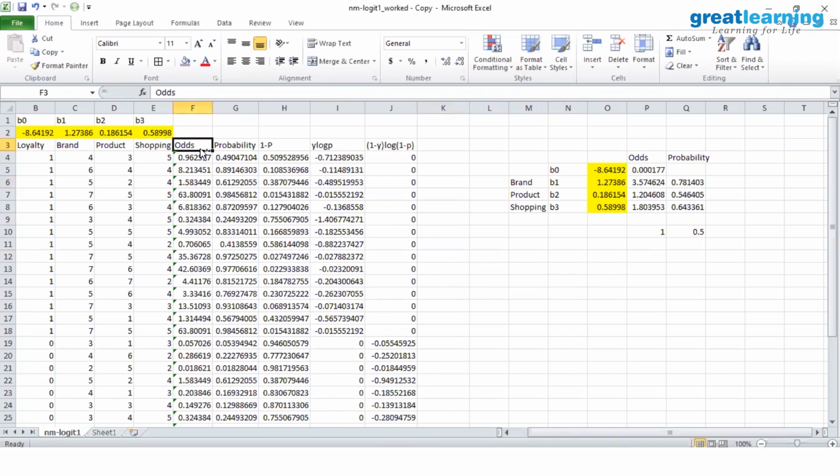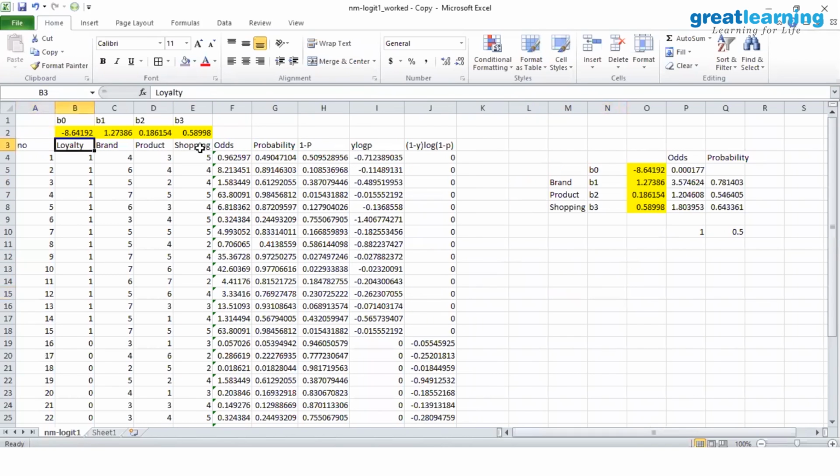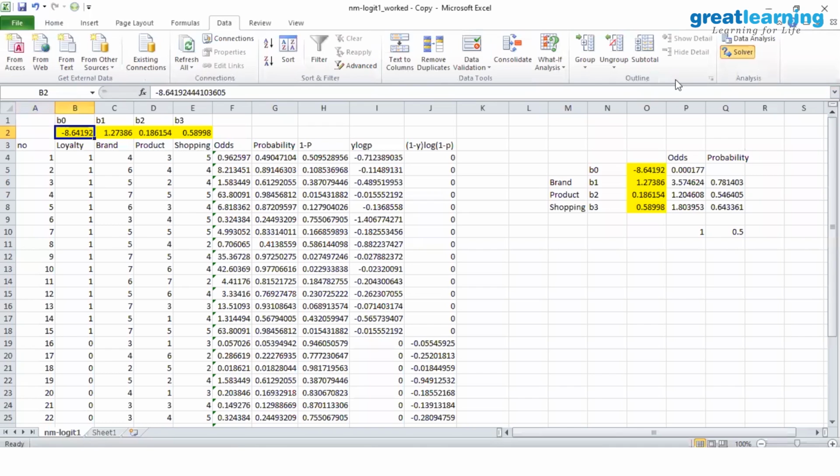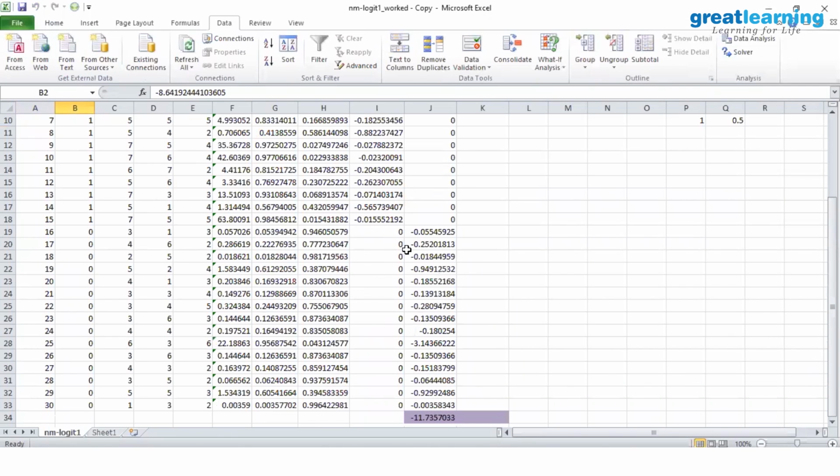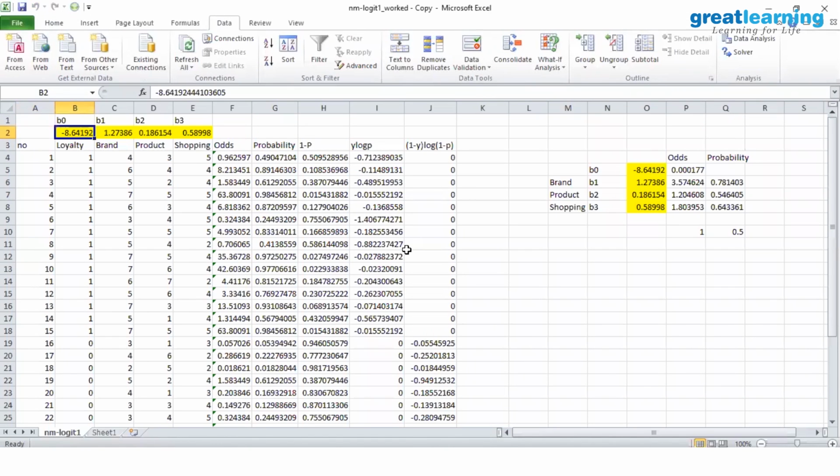Now, my objective is, are you able to understand this? I've given some random values, and by using the GRG nonlinear solving method, I was able to come up with the intercept values for the loyalty, the brand, product, and shopping, and I have got an intercept value also.